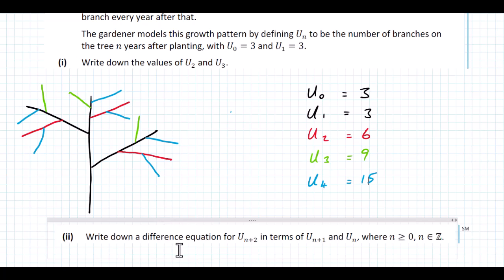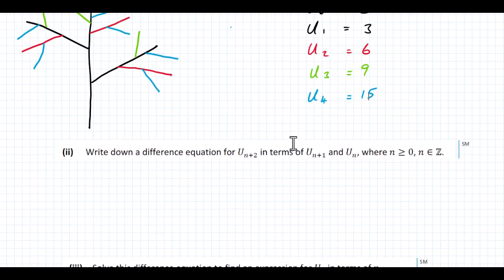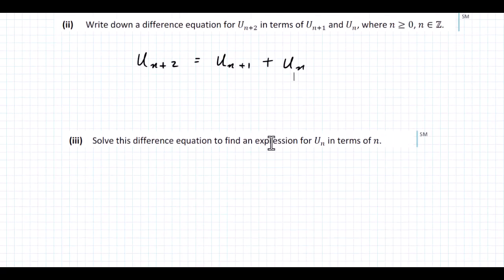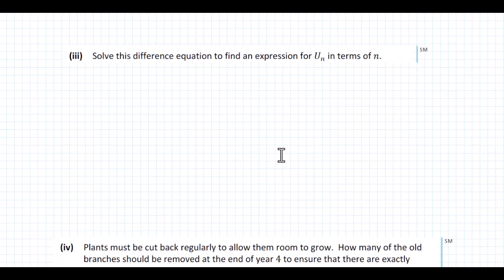So the next thing we've got to do is write down a difference equation in terms of U_{n+2}, U_{n+1}, and U_n. So let's do that. We have U_{n+2} is just going to be equal to U_{n+1}, the previous term, plus the previous term, which is U_n. So that's our difference equation. And the next thing we've got to do is solve this difference equation. So our difference equation is U_{n+2} minus U_{n+1} minus U_n equal to 0.